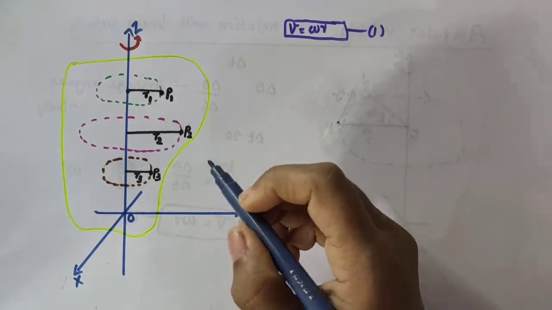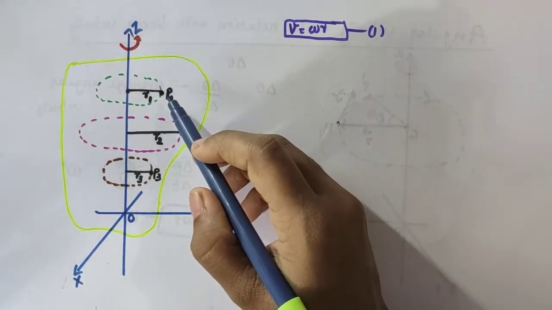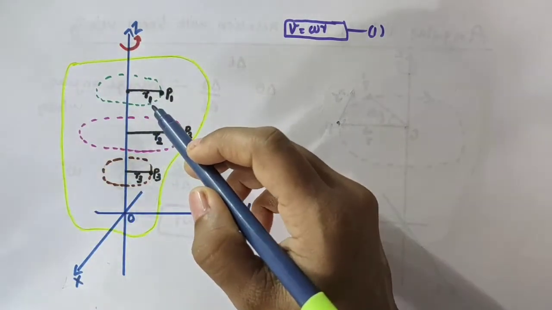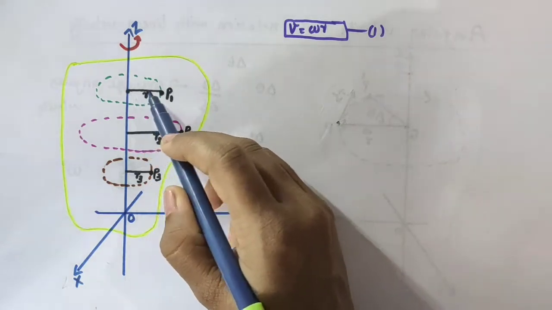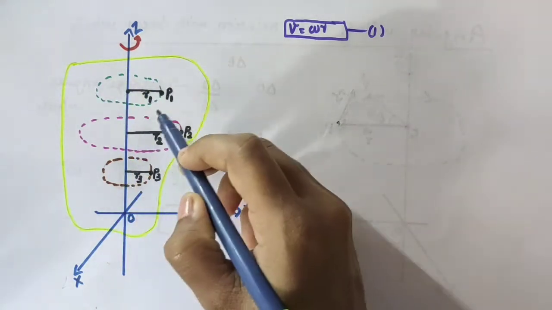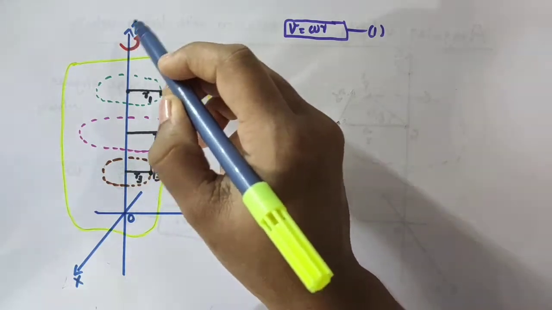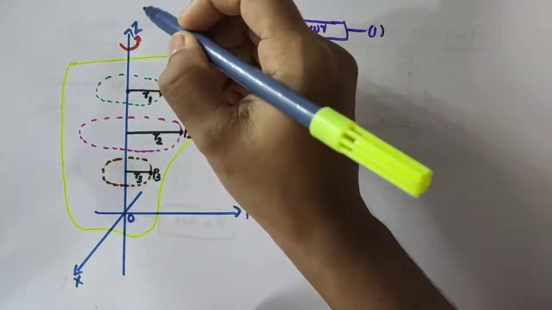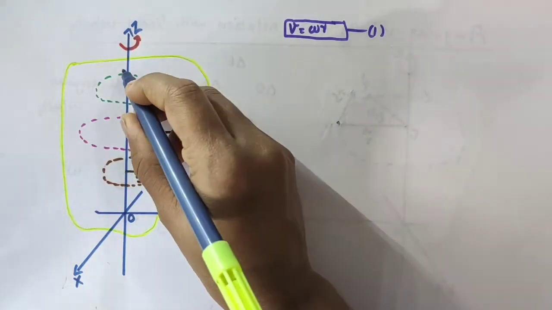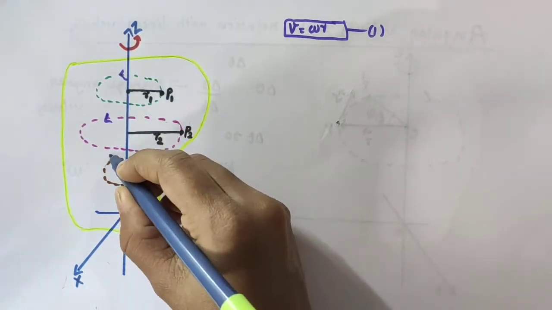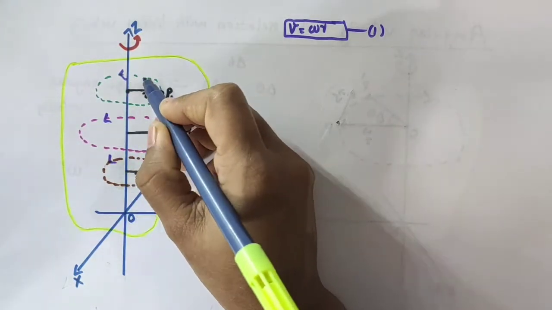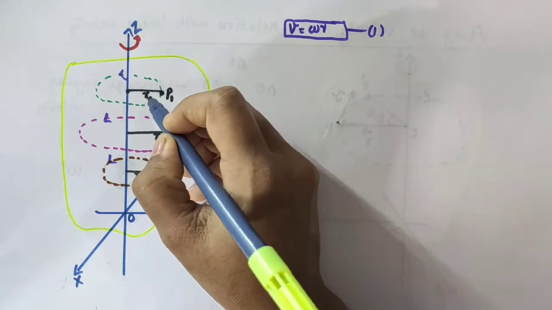You can consider a particle here at P1 on the rigid body. R1 is the radius of the circle described by this particle on the rotation of this rigid body. This rigid body is rotating in the anti-clockwise direction, so the particle also would be rotating in the anti-clockwise direction. So, it describes a circle here and its radius is R1.